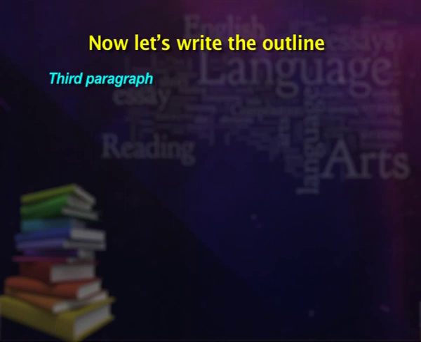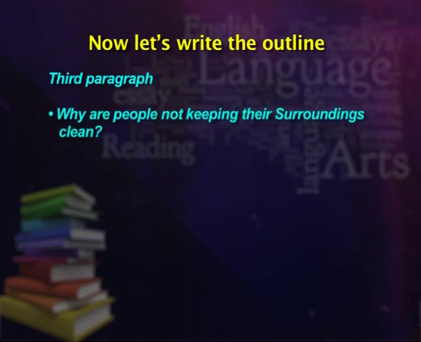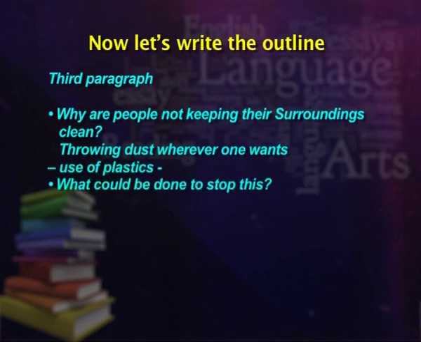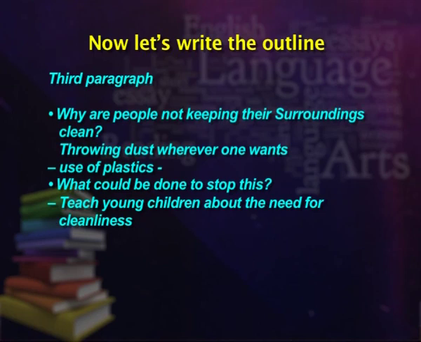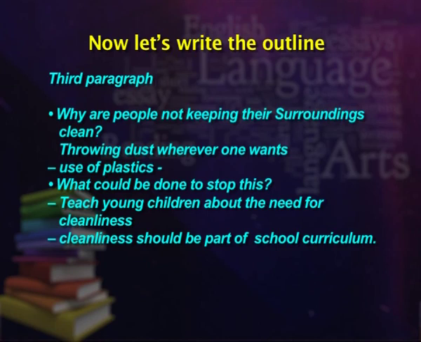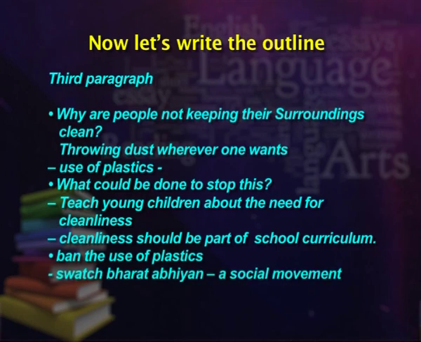The third paragraph can include the following points. Why are people not keeping their surroundings clean? Throwing dust wherever one wants. Use of plastics. What could be done to stop this? Teach young children about the need for cleanliness. Cleanliness should be a part of the school curriculum. You can add a ban on the use of plastics and write about Swachh Bharat Abhiyan, that is a social movement. You can also move to punishment to polluters. The third paragraph provides suggestions and a positive closure.